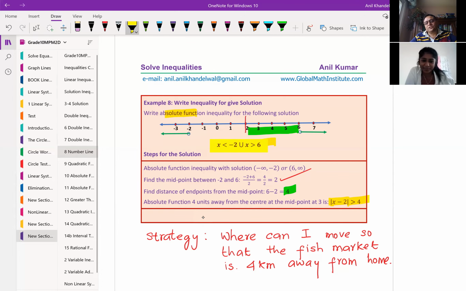That is how we should be doing, right? So that is the strategy. I sometimes say like this: where can I move so that the fish market is 4 kilometers away from my home? Just to remember, right? So this is an absolute function. I could be either north, south, east, or west of that particular fish market where I don't want to be, right? So I want to be away. So that is that greater than sign which signifies. Is that clear? Right.